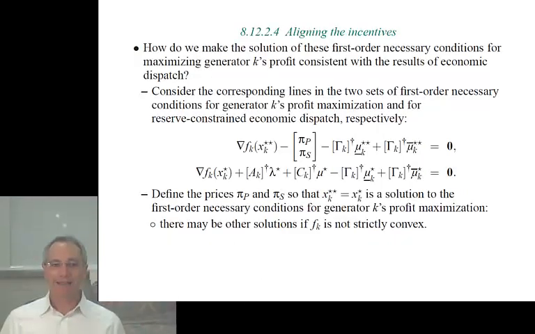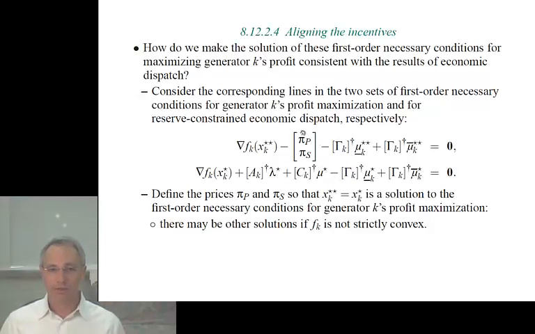So how would we make the solution of those first order necessary conditions for maximizing generator K's profit consistent with the results of economic dispatch? Well, we'll just compare corresponding lines in the two sets of first order necessary conditions. Here are the first order necessary conditions for profit maximization. Here are the first order necessary conditions from the ISO problem. What you can see is that they look very similar. Double stars, of course, in the first lines, single stars in the second, but notice that we've got gradient FK. We've got gamma K multiplied into a Lagrange multiplier, gamma K multiplied into a Lagrange multiplier.